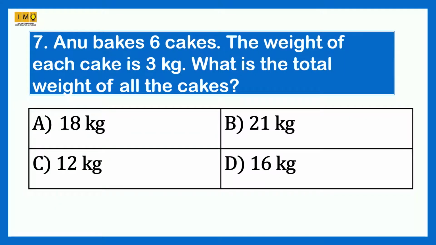Anu baked 6 cakes. The weight of each cake is 3 kg. What is the total weight of all the cakes? Each cake is 3 kg. So 6 cakes would be 3 into 6. That is 18 kg. So the weight of all the cakes would be option A 18 kg.